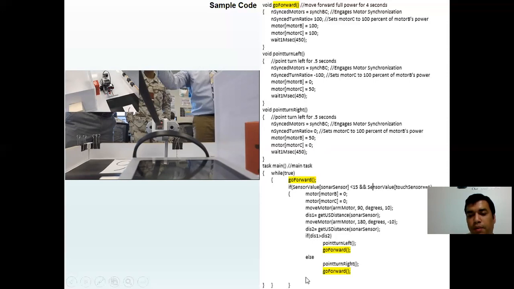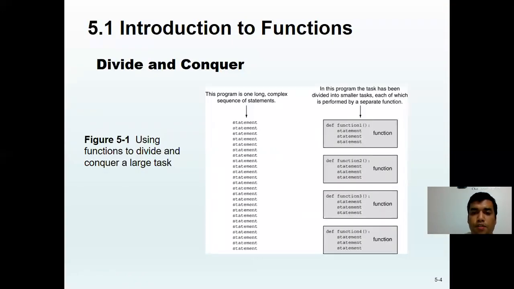Later in my program, maybe I need this one, so I will just call the function and it will start working. Now let's see how it works with functions. Instead of thousands of different statements, I can define a function. In the program, the task is divided into smaller tasks, each of which is performed by a separate function, using functions to divide and conquer the large task. So divide and rule, remember, divide and conquer. We divide the whole program into functions, and we conquer to achieve the task.